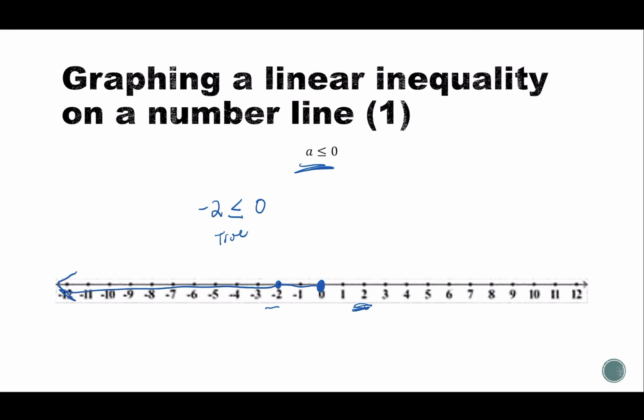If I had picked 2 and said 2 is less than or equal to 0, that's false, right? We don't like that, right? So we know that this half of the line would not be in my solution.